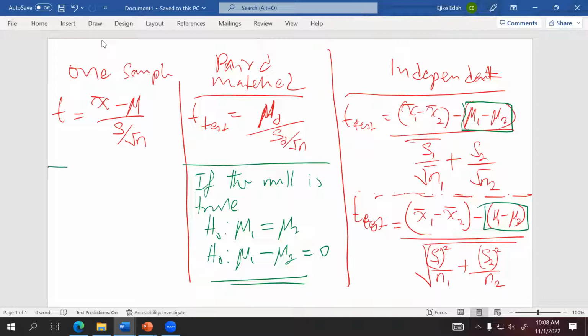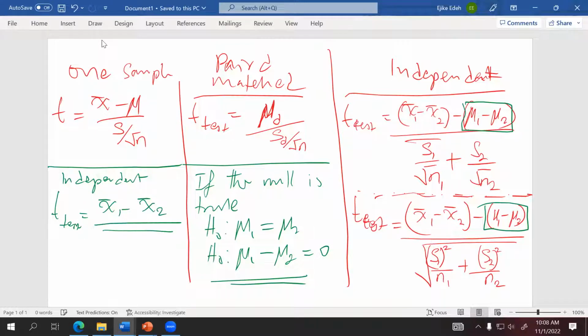So writing over here, the modified formula for the independent t-test will then be written as t equals x bar 1 minus x bar 2, all over the square root of the variance of group 1 over n1 plus the variance of group 2 over n2.